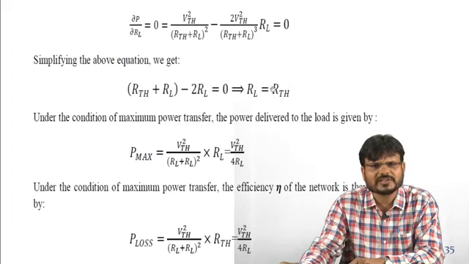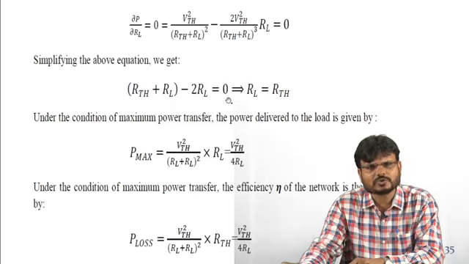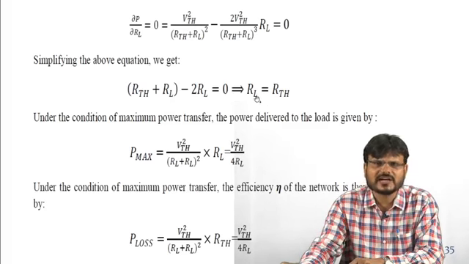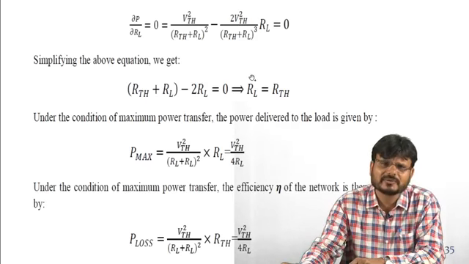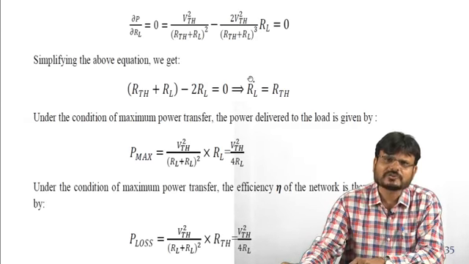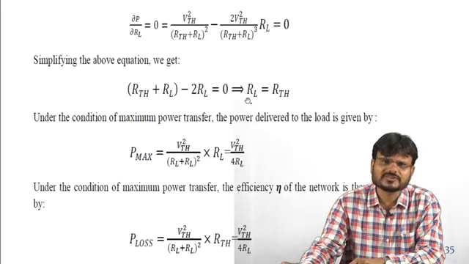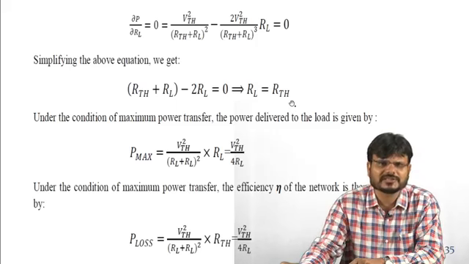After solving the equation, you will find R_TH plus R_L minus 2R_L is equal to 0. So you can write R_TH plus R_L is equal to 2R_L, or R_TH is equal to 2R_L minus R_L, or you can say R_L is equal to R_TH. So this is the condition when maximum power will be transferred from source to load. And what is this condition? When load resistance is equal to R_TH, then maximum power will be transferred.